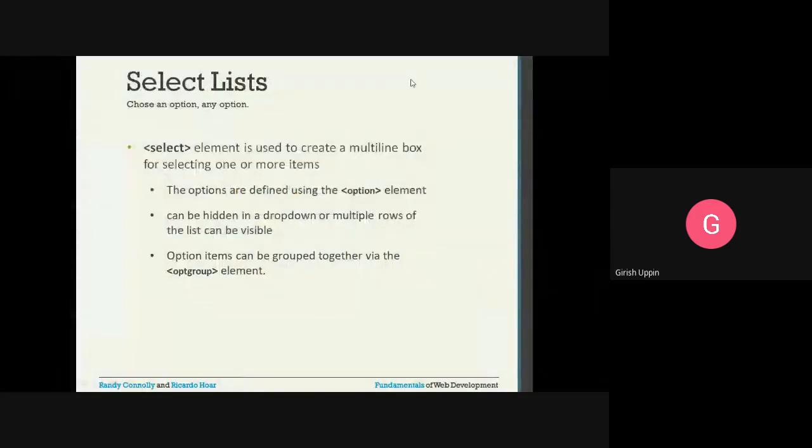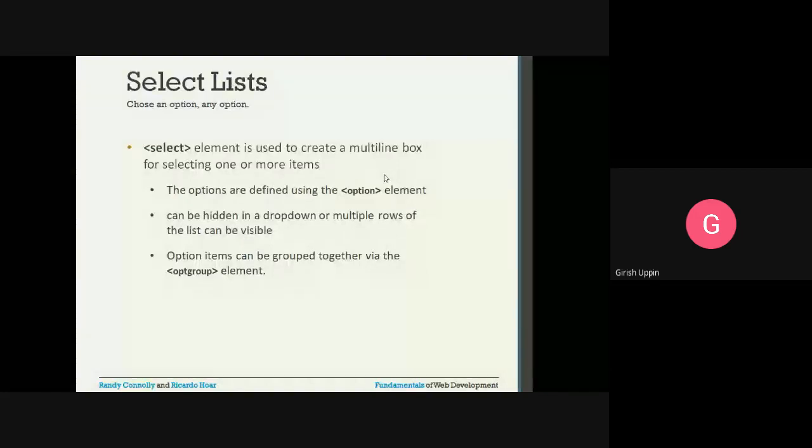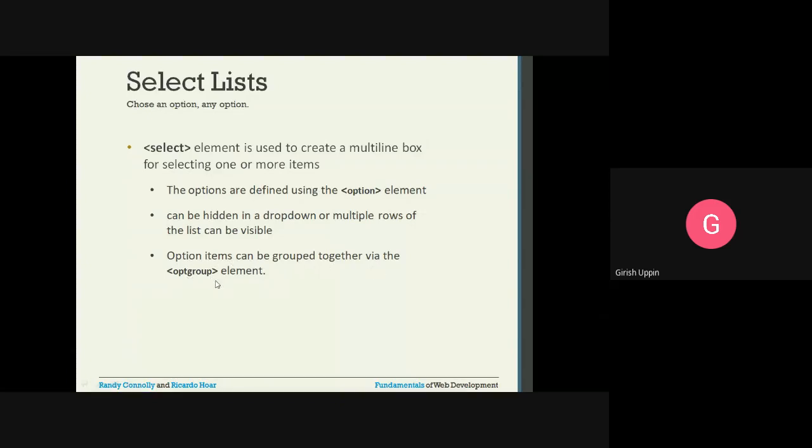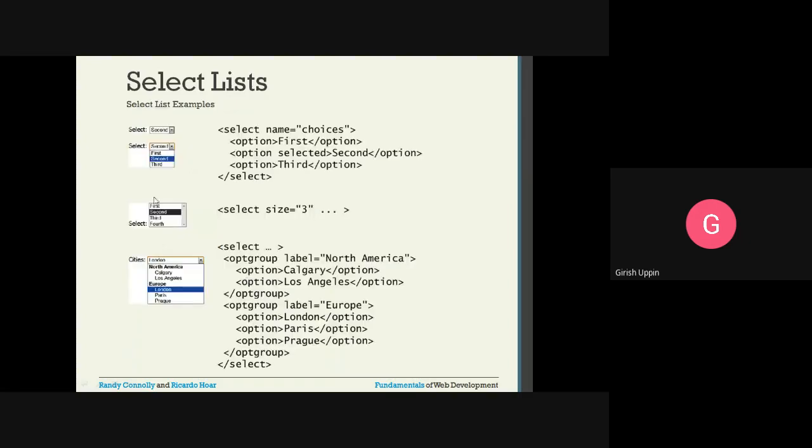Now next is the select list. We have already seen the select list. Select element is used to create a multi-line box for selecting one or more items. The options are defined using the option element and can be hidden in a drop down, or multiple rows of the list can be visible. The option items can be grouped together via the optgroup element. So we will see with the example what is the optgroup.